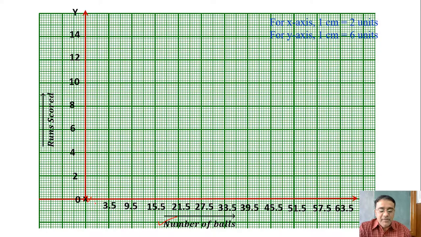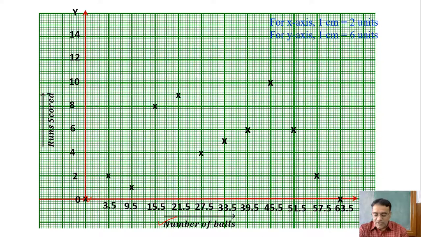Whether this is clear to all of you? Yes, sir. Okay, now 3.5 had 2, so it will come over here. Next is 1. 9.5 has 1. 15.5 has 8. Next, 21.5 had 9, so it will come over here. Then 4, 5, you see in your textbook, 6, 10, next is 6, and next is 2, last 63.5 is 0.